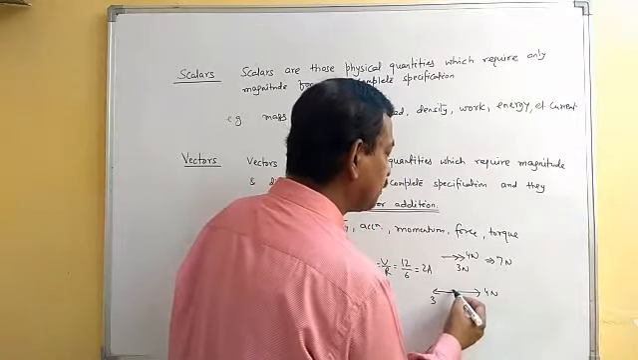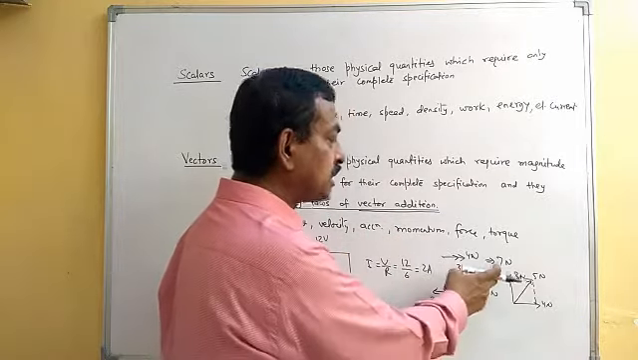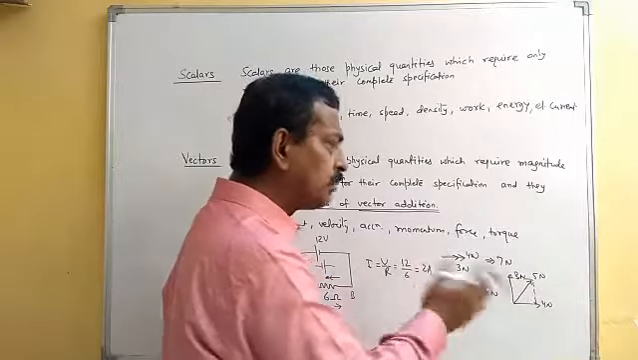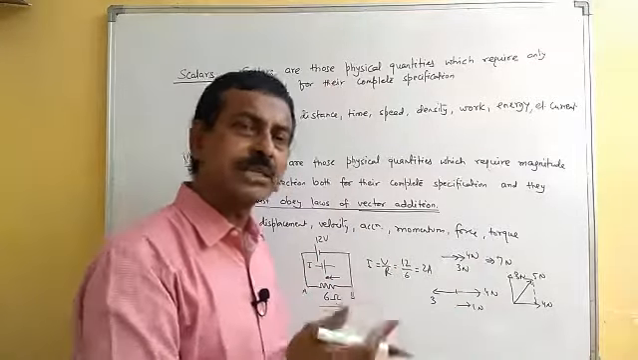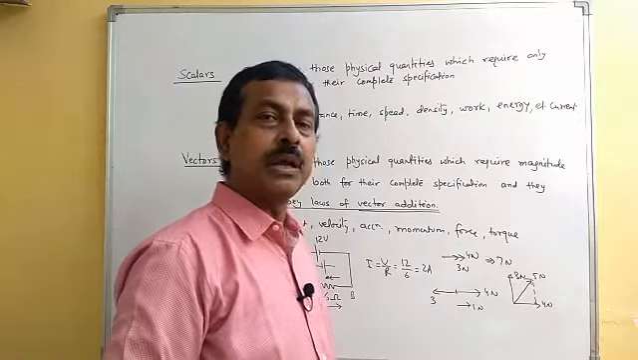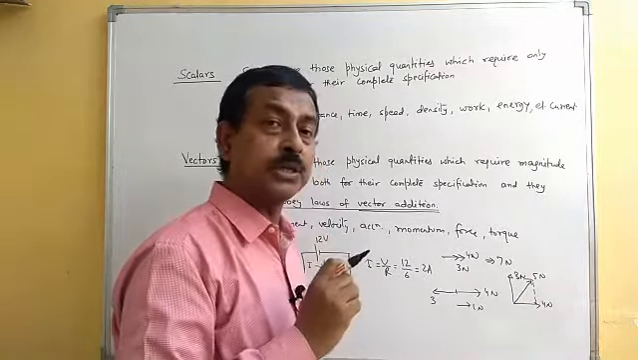That means the magnitude of the resultant is changing from 7 to 1 Newton, and whatever be the angle between the 2, if the angle changes, the magnitude will range from 1 to 7. This is for vector quantities.